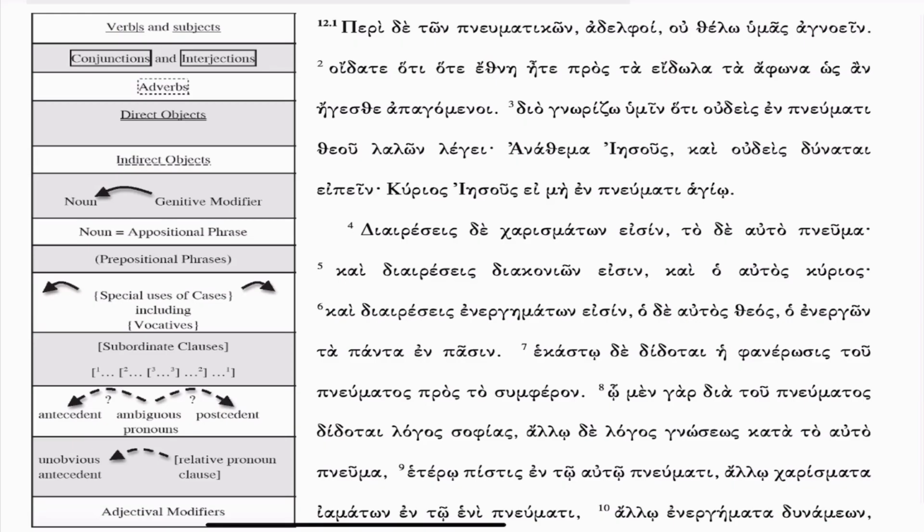Now, I have the text of 1 Corinthians 12 and following, and I'm going to do a verse or so at a time, just short little videos. For those of you who are watching, you'll be able to see me mark up the text. For those who might be listening, I'll be reading the text and then explaining what I'm doing, and maybe you can visualize that as you're listening. So let's jump right in. 1 Corinthians 12:1, peri de ton pneumatikon, adelphoi, ou thelo humas agnoein.